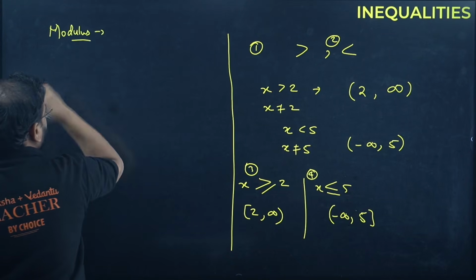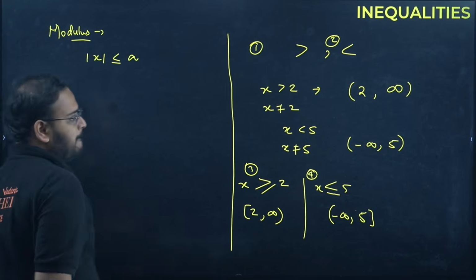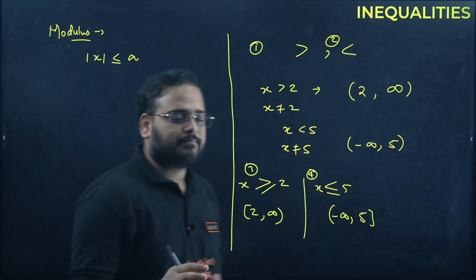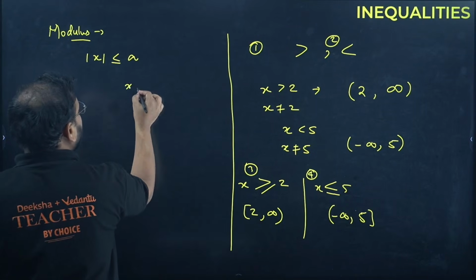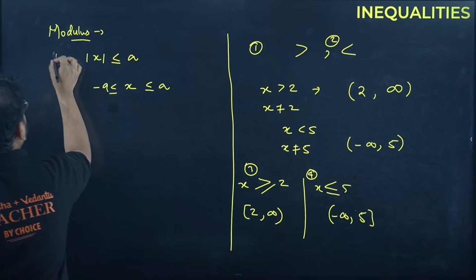Modulus, how does it work around that? So if I have mod of x less than or equal to a, this basically means that x has to lie between minus a to plus a. This is the first result.